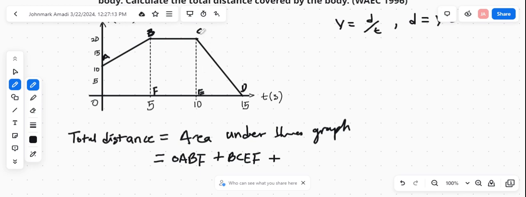So area of a triangle. So this is CDE. Area of CDE. So this is it. There are three shapes in this one shape now. So we're going to find the area of each of these shapes. The first one here is a trapezium, OABF. So let's get things done.